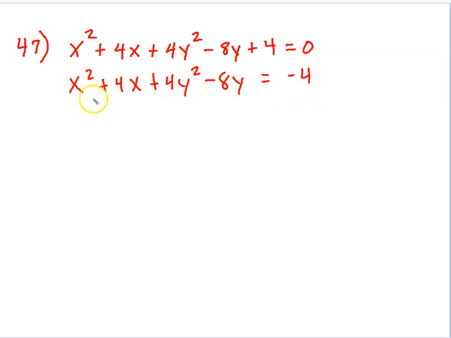And now we're going to do completing the square on both x and y. Really no problem for x because the lead coefficient is just 1, so that's going to be x plus 2 quantity squared. A little bit different here because we can't complete the square unless this lead coefficient is 1. So I'm going to pull out 4.